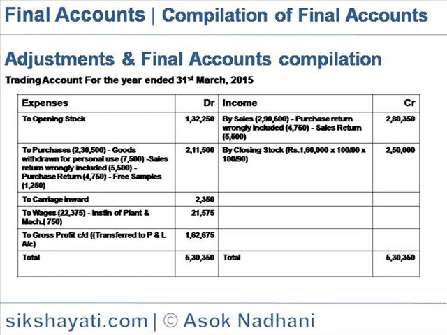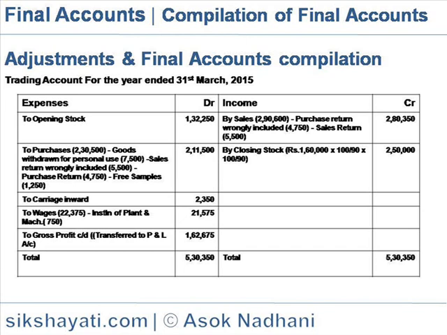Now on the debit side, opening stock is 1,32,250 as given. Then purchases is 2,30,500 minus goods withdrawn for personal use, 7,500, and sales return wrongly included, 5,500. Purchases return is 4,750 and free sample is 1,250. So the net purchases comes to 2,11,500. Carriage inwards is 2,350.